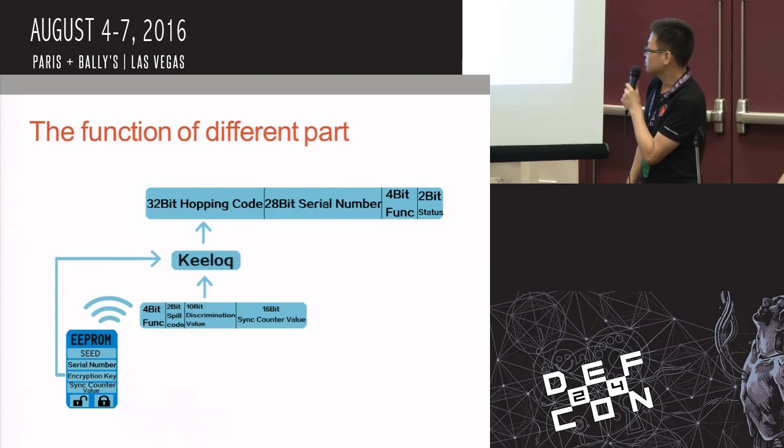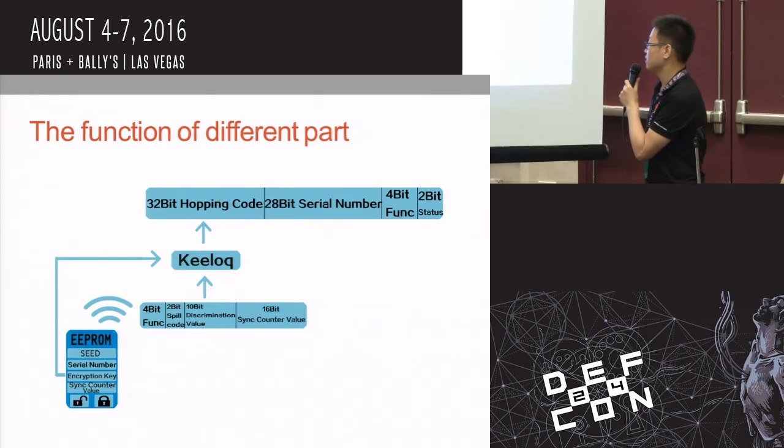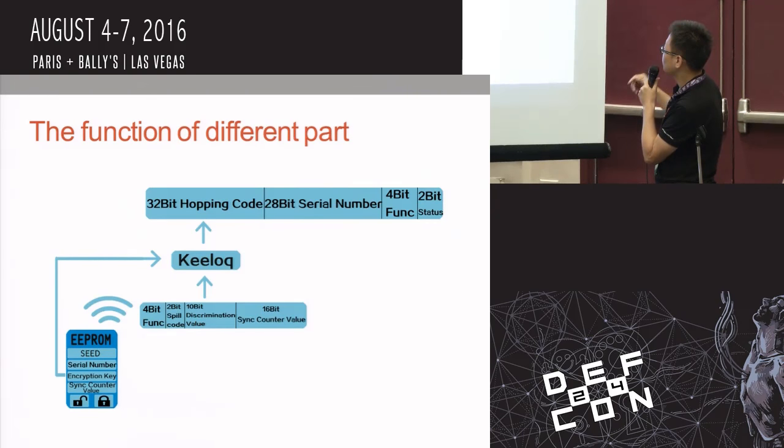And then there is the 2-bit spear code. We read the source code and finally found out the 2-bit spear code is never used. And then there is the 10-bit discrimination value, which is the low 10 bits of the 28-bit serial number.